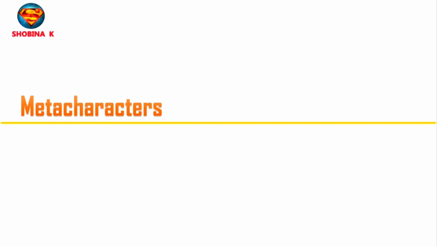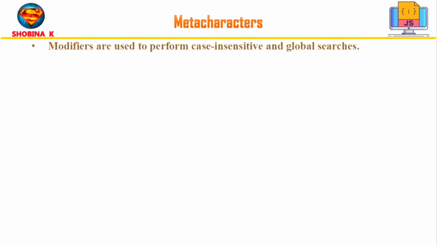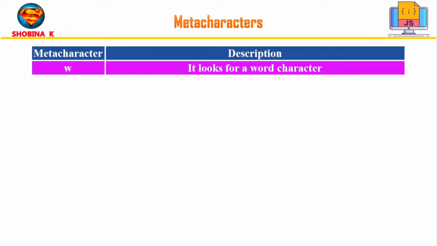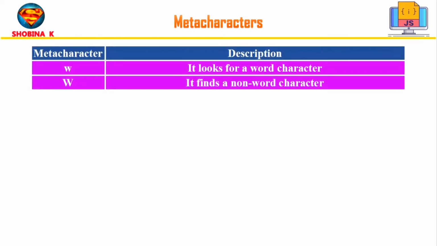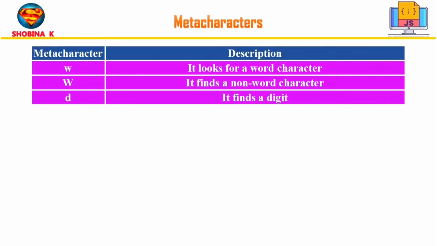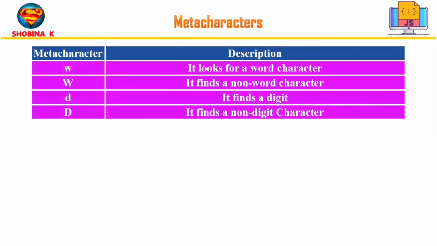Next, we'll move on to meta characters. Meta characters, or characters with a special meaning. So first of all, we have \w, which looks for a word character. This small letter w will look for any particular word character. And next we have a capital \W, which finds any non-word character. So the first one will give you any particular word and the second one will give you any non-word character. That is like digits or any special characters. Next we have a small letter \d that finds a digit. And also we have a capital letter \D which finds a non-digit character.